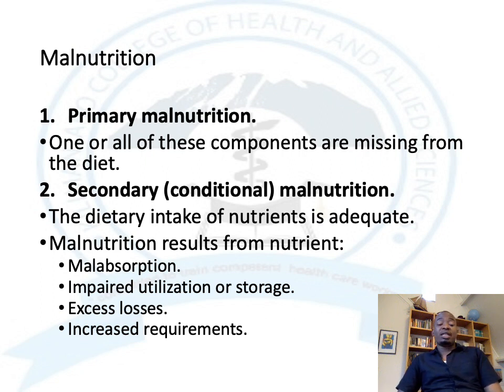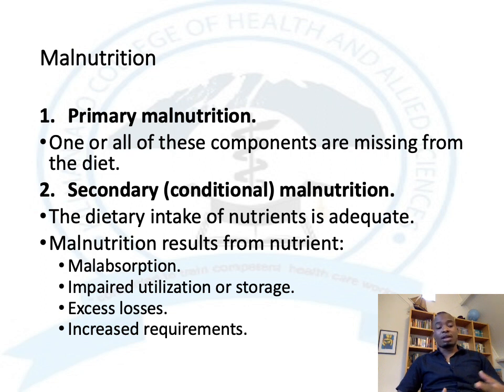When we're speaking of secondary malnutrition, the dietary nutrient intake is adequate, meaning that you are receiving all those listed before, but malnutrition results from malabsorption. You have eaten the food but it's not well absorbed, maybe you are getting diarrhea. Or impaired utilization or storage: maybe your liver is not functioning well, or maybe you have diabetes and glucose is not taken up well. Or excessive loss: maybe you are losing more than is retained in the body.